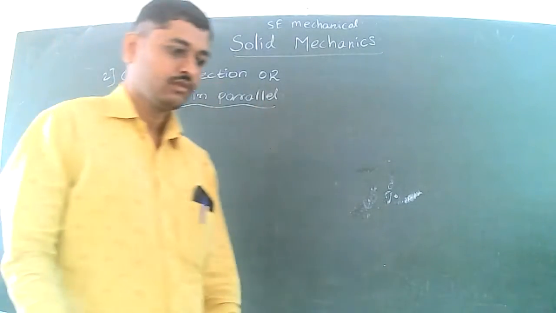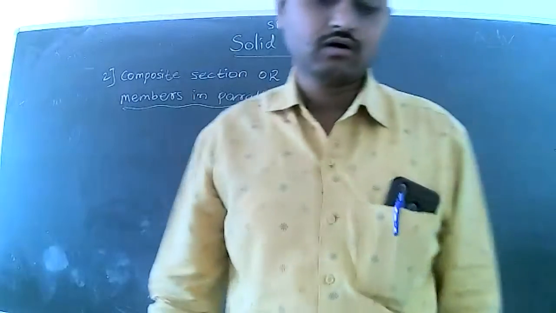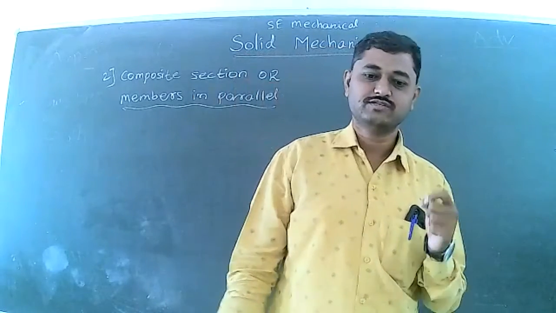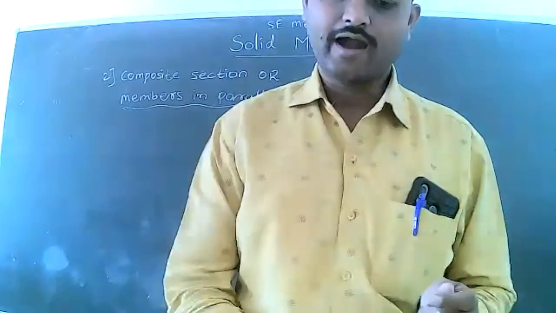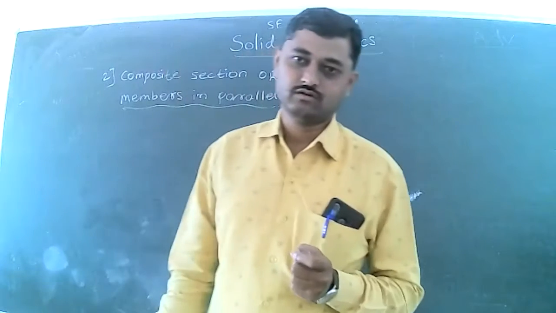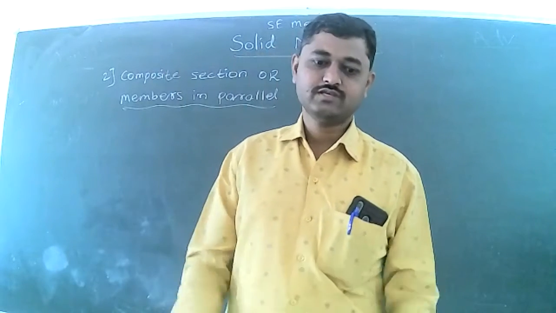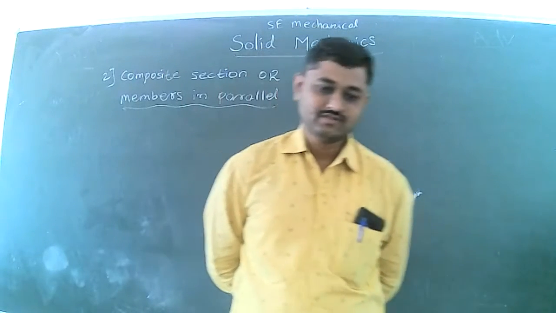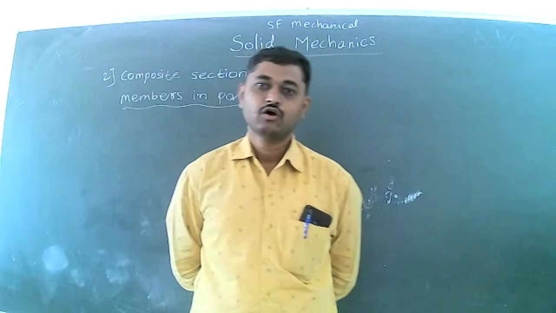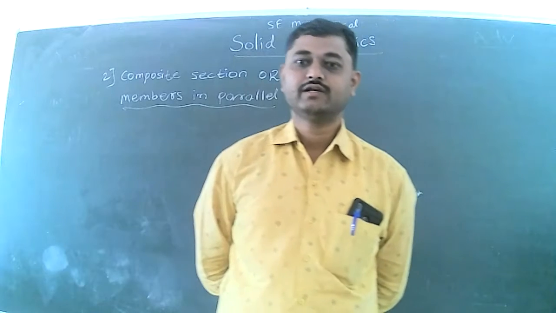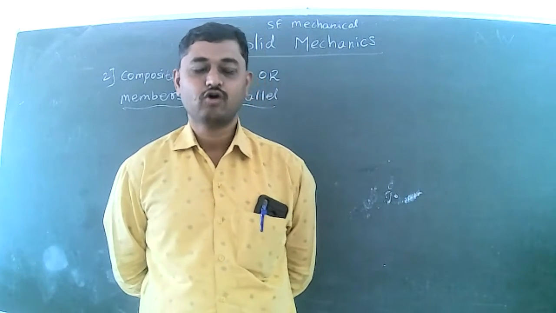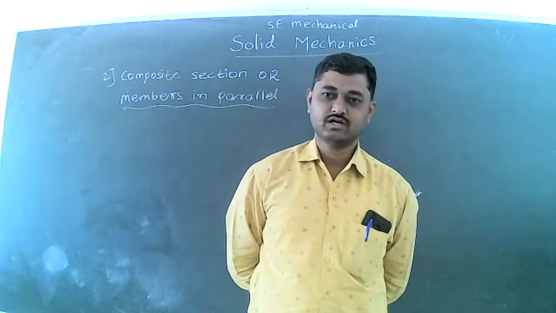What is a composite section? As I discussed, what is a compound section? A compound section is nothing but two or more members of the same material connected together and subjected to a load; the combination is called a compound section. A composite section is two or more members of different material connected rigidly and subjected to some axial loads.